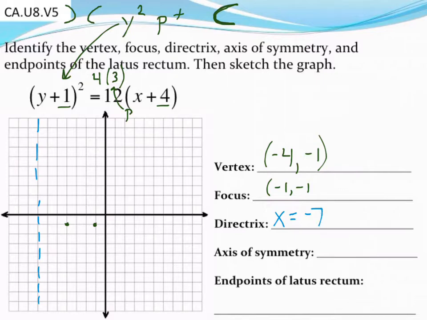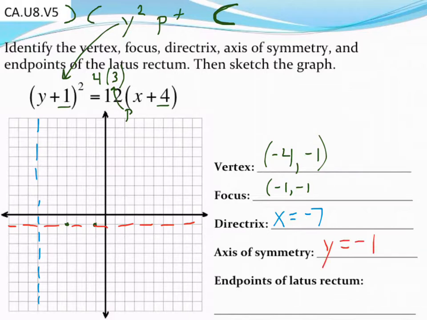Next up, I'll do the axis of symmetry. Since we know we have a sideways opening parabola this time, my axis of symmetry is horizontal. It's going to go right through the vertex, right through the focus. Horizontal lines are always y equals, so y equals -1.